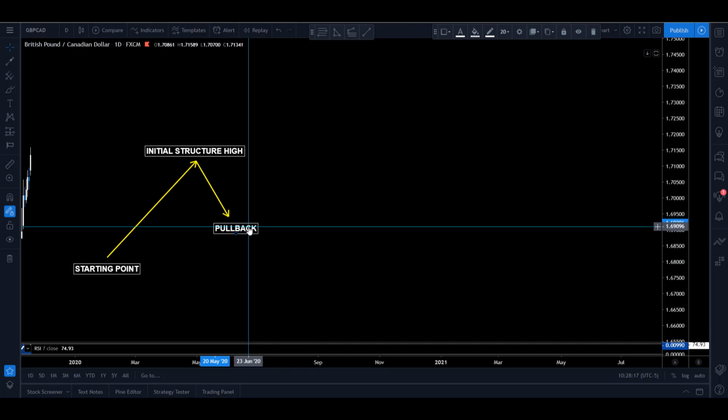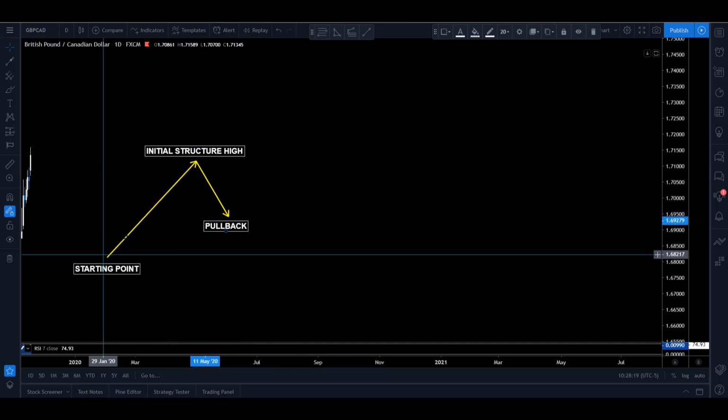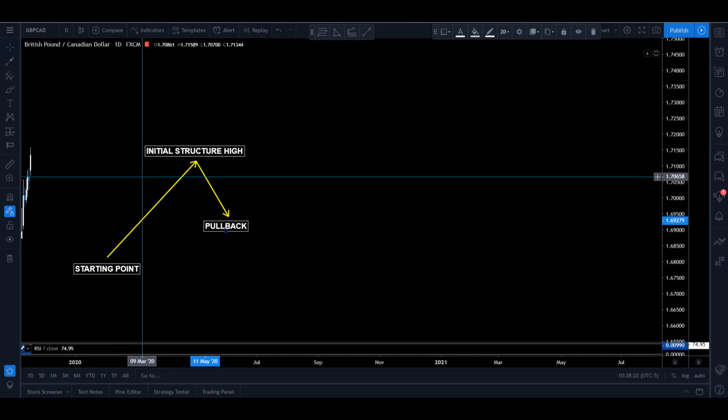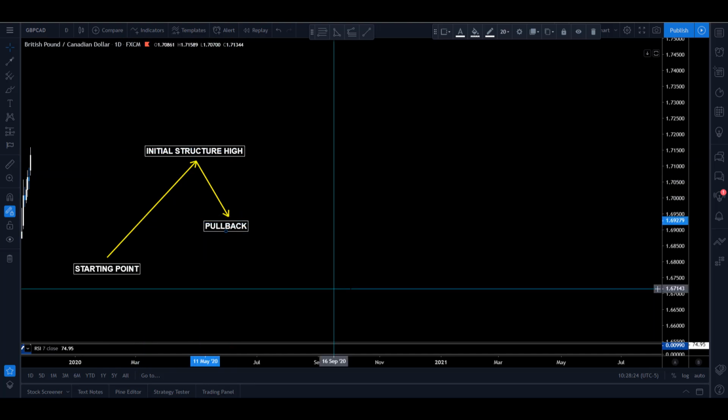Now, a lot of traders get fooled. They think that this is automatically an uptrend because it made one move. This is automatically a downtrend because it made one move.